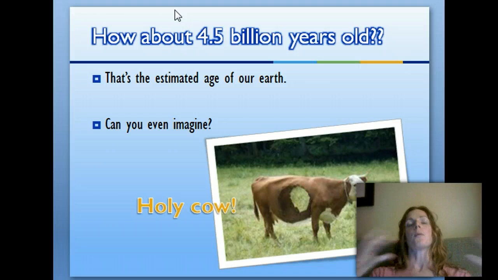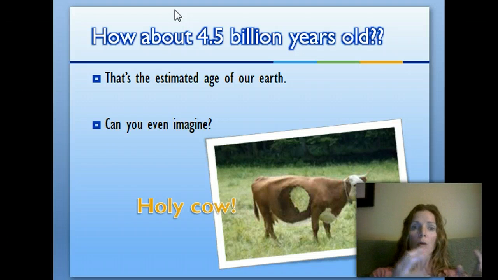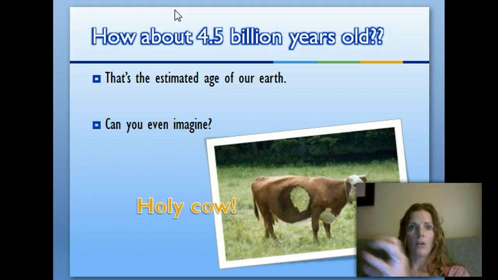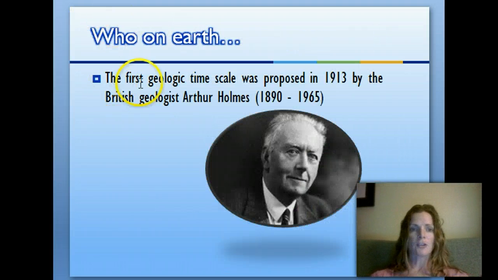So in the next couple weeks, just so you guys know, we're going to be going through 4.5 billion years. We're going to talk about what started it and all the way through until present time. Kind of crazy. So not too long, we'll be going through everything. The first geologic timescale was proposed in 1913 by the British geologist Arthur Holmes. He died in 1965, but he's basically the one that came up with that first geologic timescale.